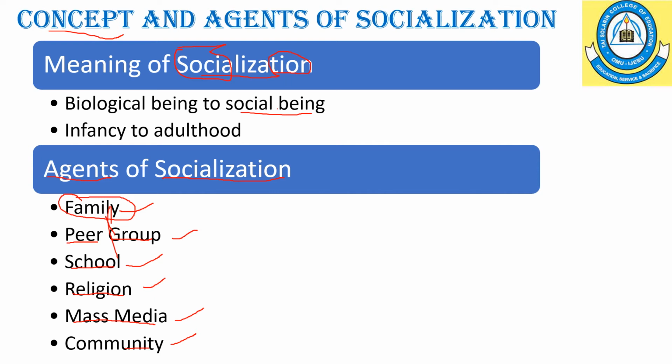Now, welcome to another one, which is religion. We're going to talk about it in this aspect of agents of socialization. The religious institution, we are going to look at it from the Nigerian context. This involves just three major religions: Christianity, Islam, and the traditional religion.